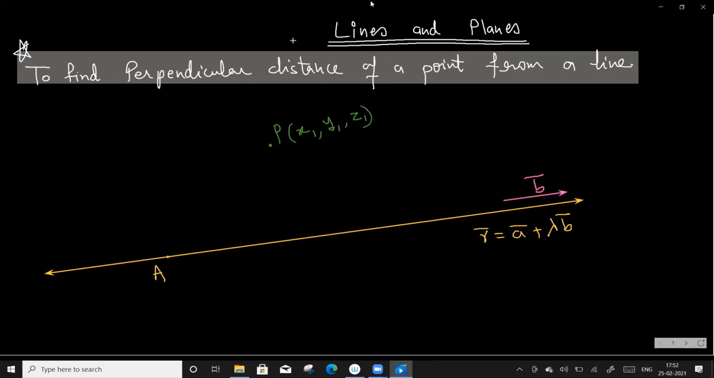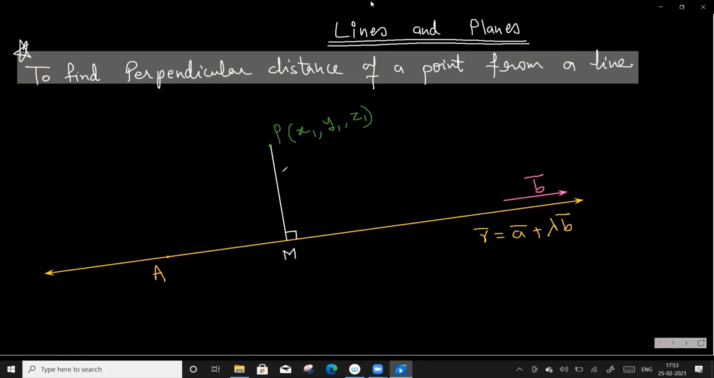What you have to find is the perpendicular distance of this point from the line. See, the distance is not this. It is not this. It is the shortest distance, and the shortest distance is always the perpendicular distance. So you have to find the perpendicular distance of the point from the line. So this we have to find.